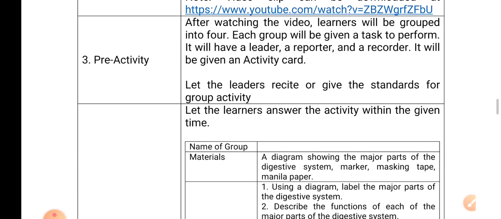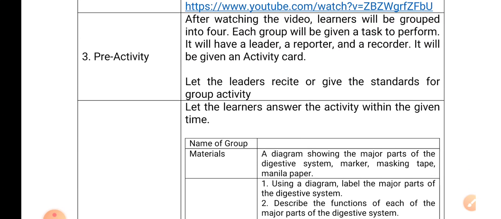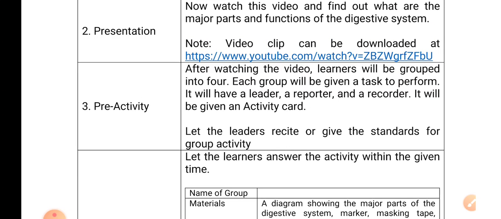And of course, pre-activity. After watching the video, what will they do? So, therefore, this pre-activity, before you present, you need to inform your students first that you will be having an activity after watching the video. Because if you don't tell them that there is an activity, there's a big tendency that they won't listen or won't give attention to their watching.